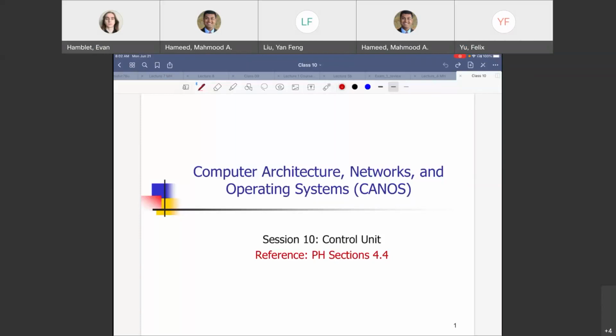We are ready to talk about the control unit. Last time we met, we were talking about the MIPS data path. Essentially, what are the hardware components that we need in order to support the MIPS instructions? The instructions we were looking at were a very small set: branch when equal, add, subtract, load word, store word. Today, we are going to include some more instructions.